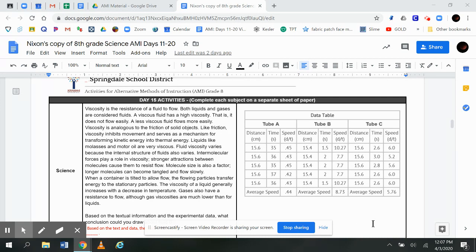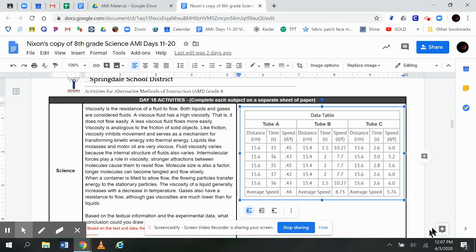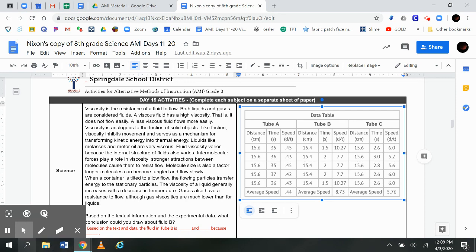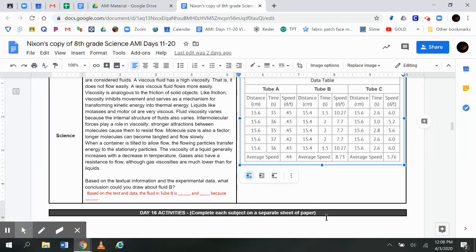We're going to look at this like we would an ACT Aspire question. So, in order to do that, the first thing we would want to do is look at the question. So let's drop down and look at the question here. It says, based on the textual information and the experimental data, what conclusion could you draw about fluid B? And then here is a sentence frame to help us start it. Based on the text and data, the fluid in tube B is blank and blank because blank. So we're looking at the fluid in tube B.